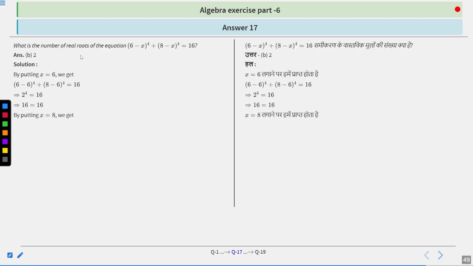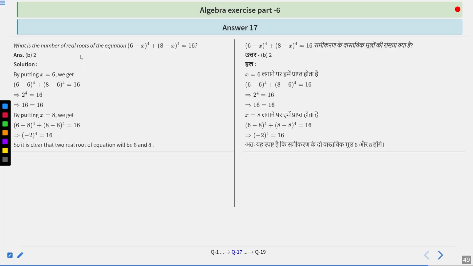Then by putting x equal to 8, we get 6 minus 8 power 4 plus 8 minus 8 whole power 4 equal to 16. 6 minus 8 is minus 2 whole power 4 equal to 16. Minus 2 power 4 is 16 and 16 is also written on the right hand side. Therefore, by putting the value of x equal to 8 also, we are satisfying the condition. So it is clear that the two real roots of the equation will be 6 and 8. That means this equation has two real roots. Option number B, 2 is the correct answer.